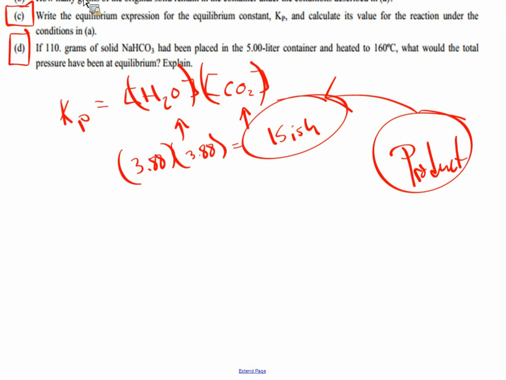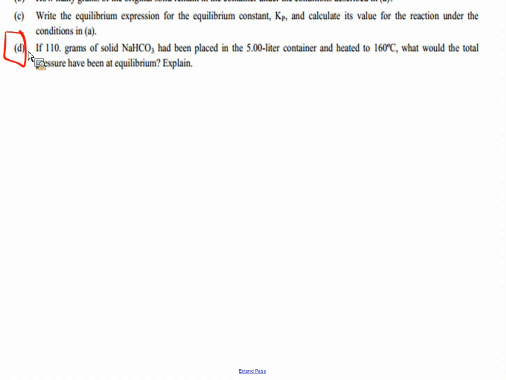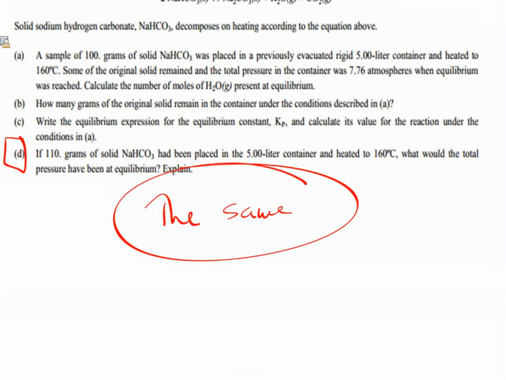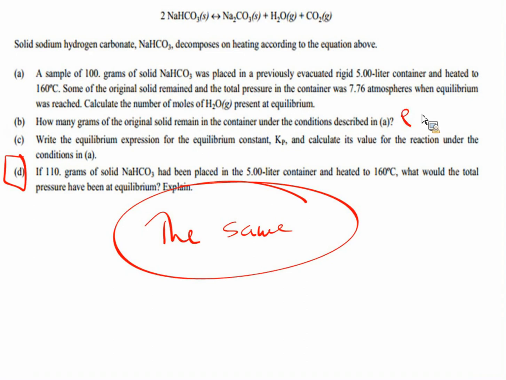Okay. In letter D, maybe a trick question, maybe not, but what would the total pressure at equilibrium have been? The same. Why would it not change? Because it never does change. This one over here already proved we had excess, didn't it? At equilibrium, not 100 grams will break down. So if I add 110, oh hey, still 100 didn't even break down. So we're just going to have more excess solid, but is solid in the expression?